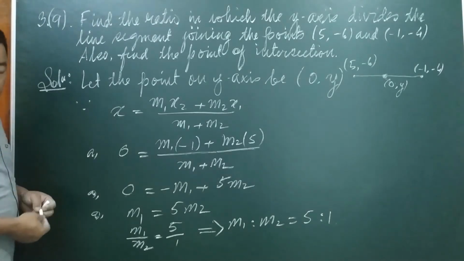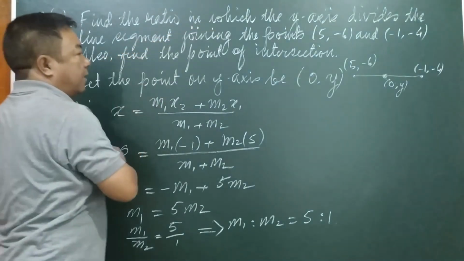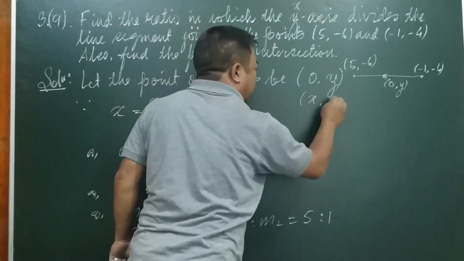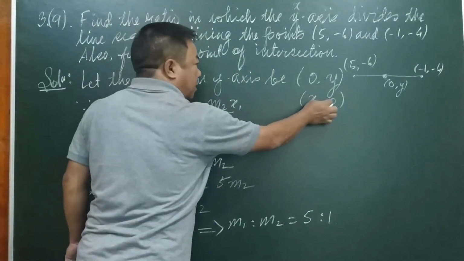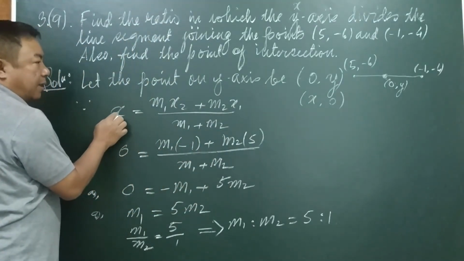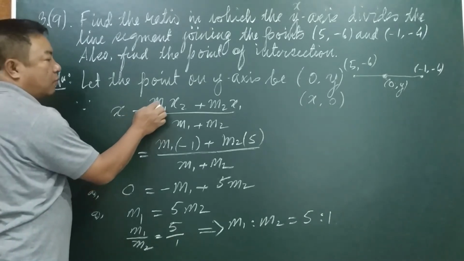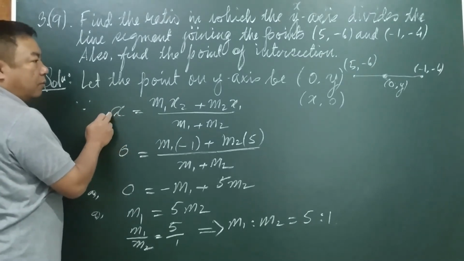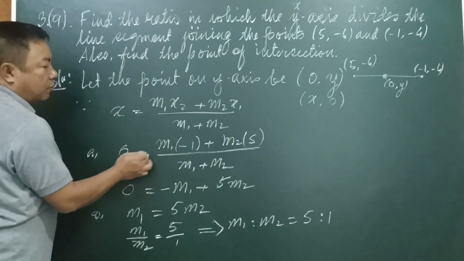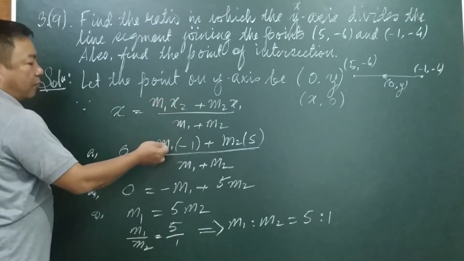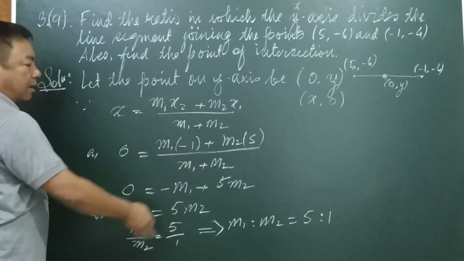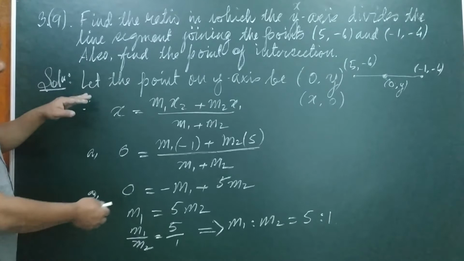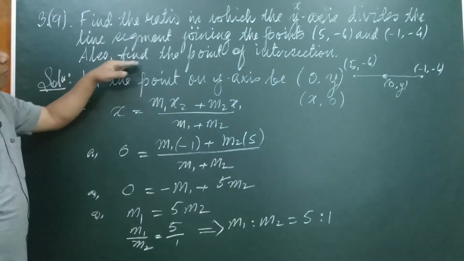Find the ratio in which the y axis exists. Let the point on the x axis be x comma 0. Then y equal to 0. Using the formula y equal to m1 y2 plus m2 y1 by m1 plus m2, we get the ratio. Find the ratio at y; that is the answer.